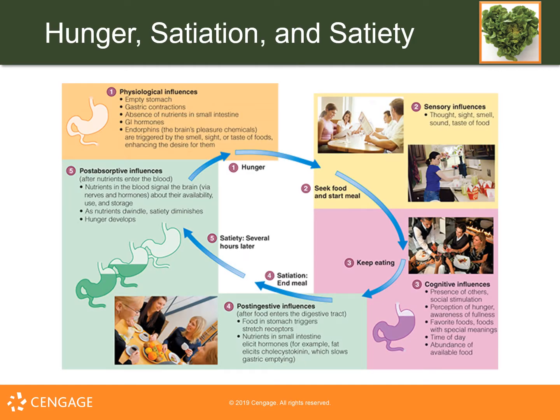Hunger, satiation, and satiety. Satiation tells us to stop eating, while satiety reminds us to not start eating again. This slide shows factors that influence hunger, desire to eat, satiation, and satiety. Examples include physiological influences like hunger hormones, sensory influences like seeing or smelling food, things like social interactions and time of day, as well as triggers produced by food in the GI tract.